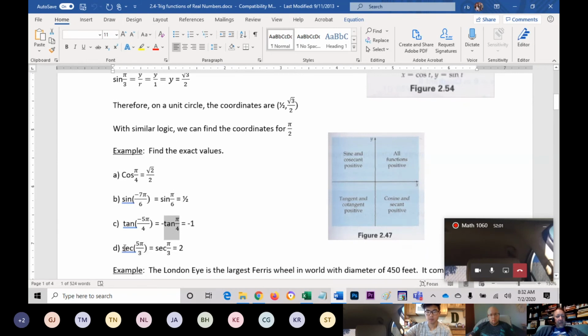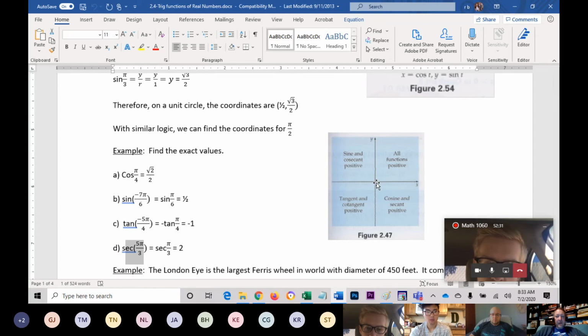The secant of 5 pi thirds. Okay, so let's think about the secant. Secant is 1 over the cosine, correct? So let's talk about 5 pi thirds. Remember, we know that pi thirds is a 60-degree angle. I should put it there. 60-degree angle here.